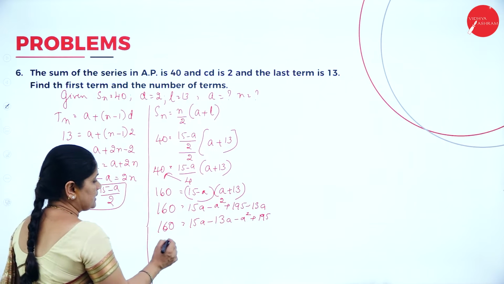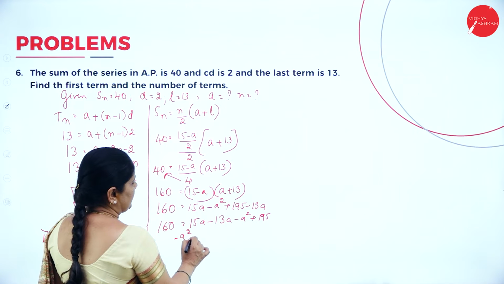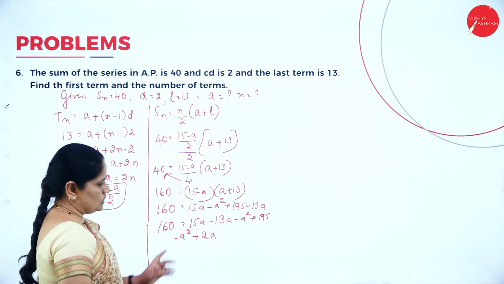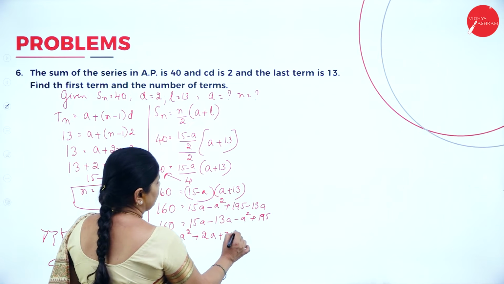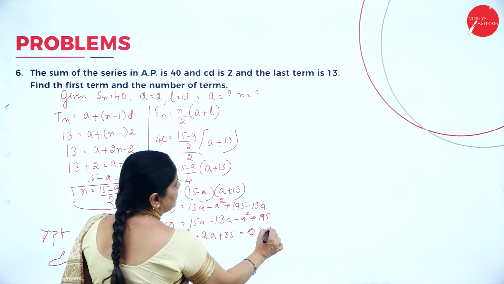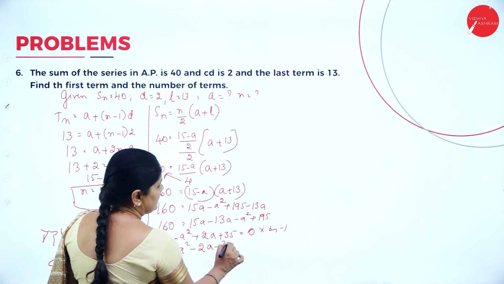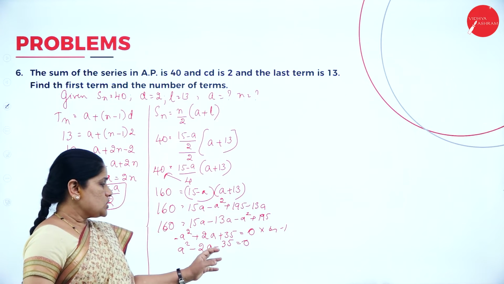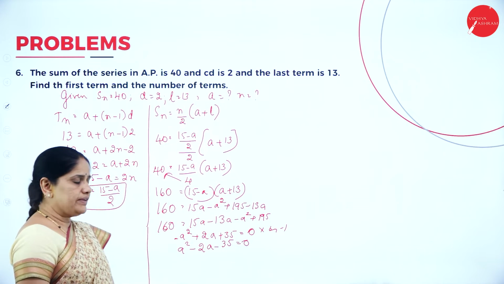Now, when we simplify this further, I will get the equation as minus A square plus 2A plus 195 minus 160. If I bring the 160 to the right hand side of the equation, I get 35 plus 35 equals 0. Now, I am multiplying it by minus. So, A square minus 2A minus 35 equals 0. So, we have a quadratic equation. So, 7 5s are 35. So, A square minus 2A minus 35 equals 0.